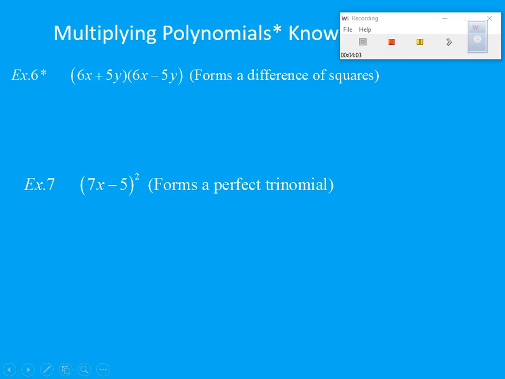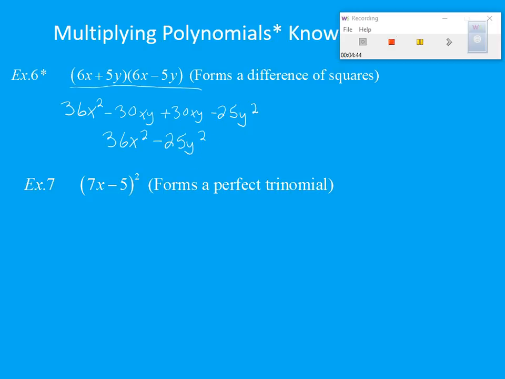Now I want to review 2 more items with you real fast. Notice that I'm going to take 6x plus 5y times 6x minus 5y. Whenever we do this, remember your middle terms are going to drop out. This forms a difference of squares. So I'm going to have 36x squared minus 30xy plus 30xy minus 25y squared. Since everything's the same in the parentheses except for the signs, this simplifies to be 36x squared minus 25y squared.